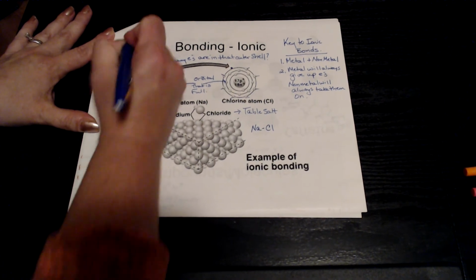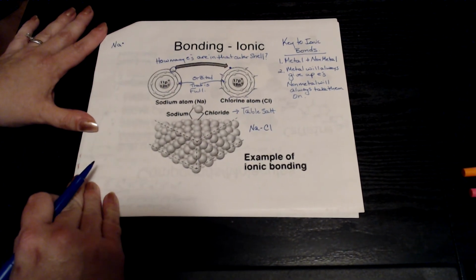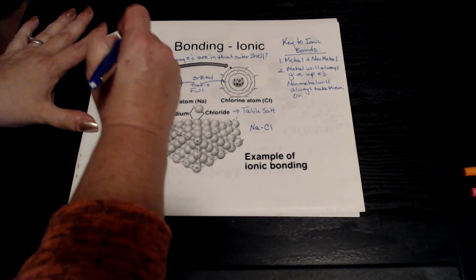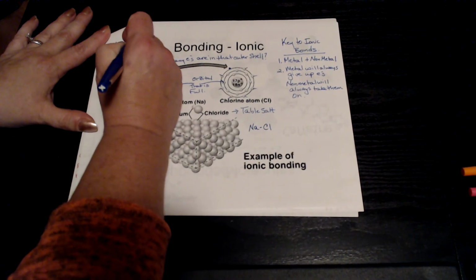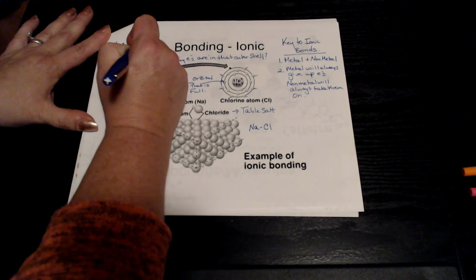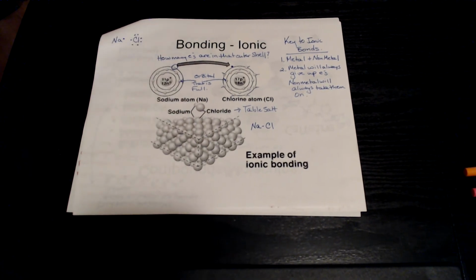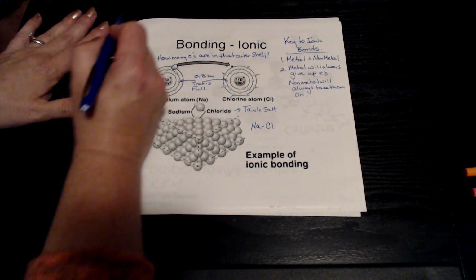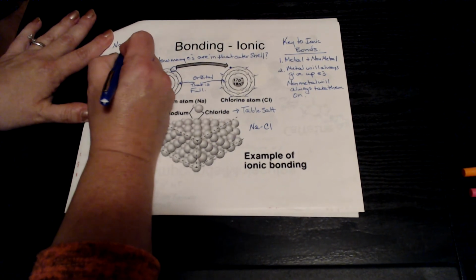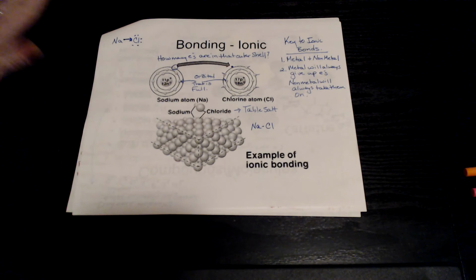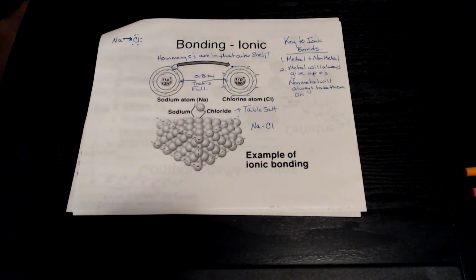Sodium would have only the one electron in its outermost shell, and chlorine would have 7. And the way we demonstrate that an ionic bond is forming is we draw an arrow. So you would indicate the direction that the electron is going.